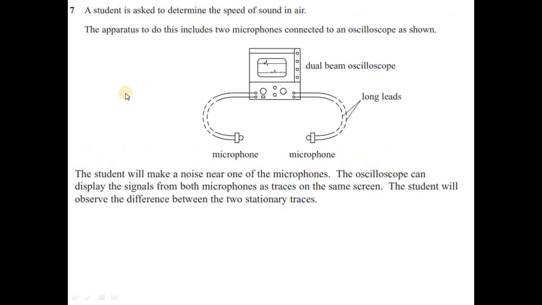Question number 7. A student is asked to determine the speed of the sound in air. The apparatus to do this includes two microphones connected to an oscilloscope as shown: dual beam oscilloscope, long leads, microphone and microphone. The student will make a noise near one of the microphones. The oscilloscope can display the signals from both microphones as traces on the same screen. The student will observe the difference between the two stationary traces.